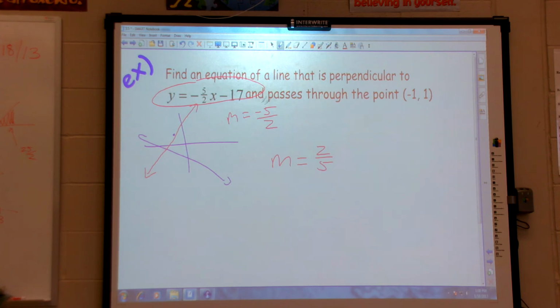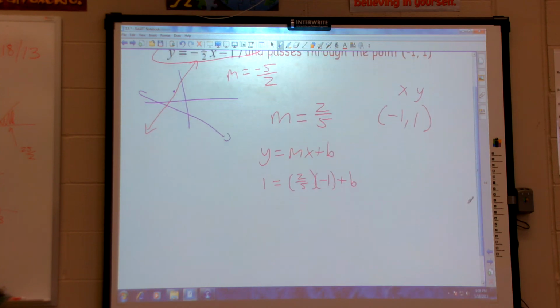This is the slope of the line that's there. This is the slope of my line because I want a perpendicular, opposite reciprocal. I'm going through the point negative 1, 1, so that's x, y. So I have y equals mx plus b. So I have 1 equals 2/5 times negative 1 plus b. Then we multiply first, so I get 1 equals negative 2/5 plus b. With me so far? Okay, now I have to add 2/5 to both sides.